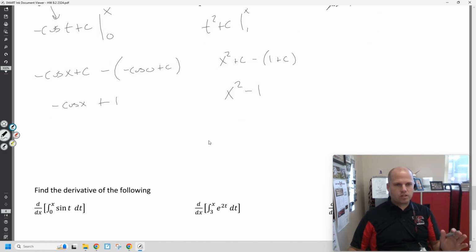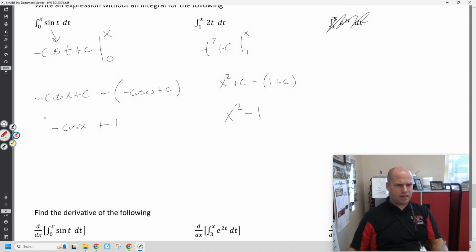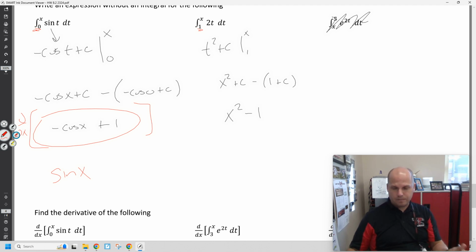Now, why do I do this? That's to show you that if you take the derivative of an accumulation, if you take the derivative of an integral, it's just going to go away. We see that an expression for sine t from 0 to x accumulated is this. If I take the derivative of this, what happens? And this is a big important point about what happens to this 0 and what happens to this 1? Well, the derivative of negative cos x is positive sine x. The derivative of 1 is 0.